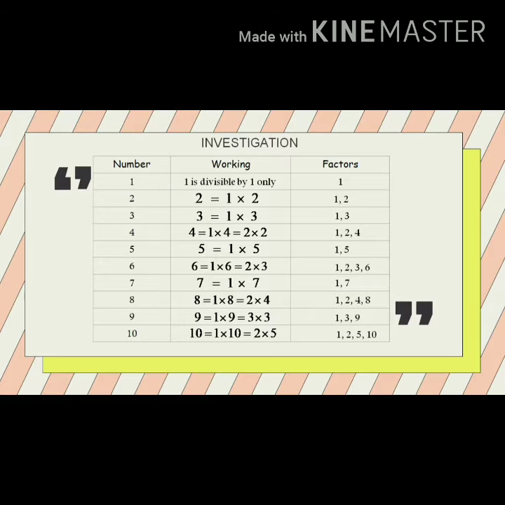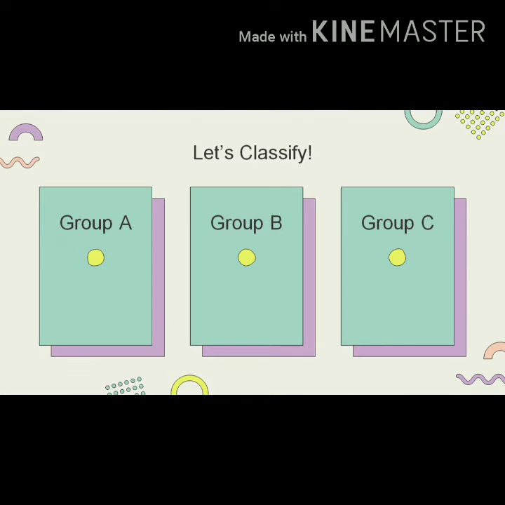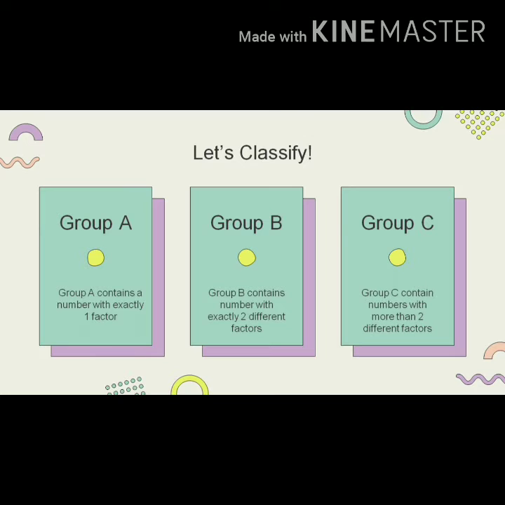Okay, next let's classify the factors of each number into 3 groups. They are group A, B, and C. Group A contains a number with exactly 1 factor. Group B contains numbers with exactly 2 different factors. And group C contains numbers with more than 2 different factors.